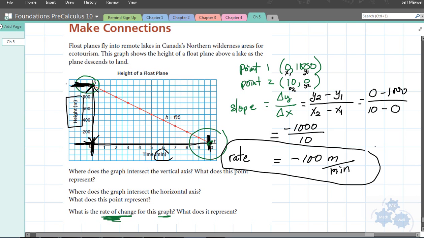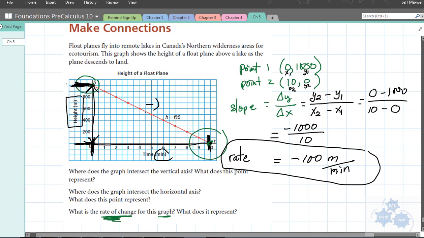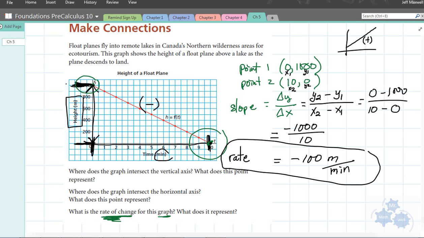In the context of the problem, you could say that the plane is descending at a rate of 100 meters for every minute that it is descending. Every minute you go 100 meters, you're 100 meters lower or closer to the lake, right? And again, this is a negative slope if it goes down from left to right. Up here, this is a positive slope if it goes up from left to right. That's positive. This one, negative. That make sense?